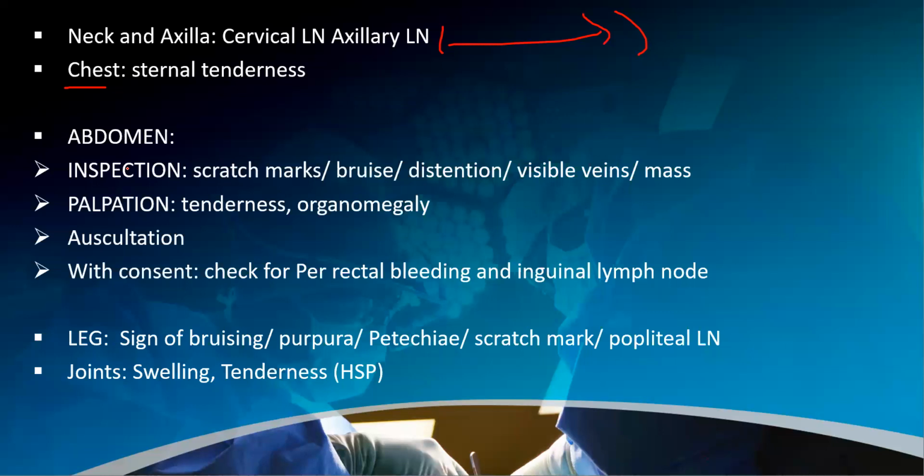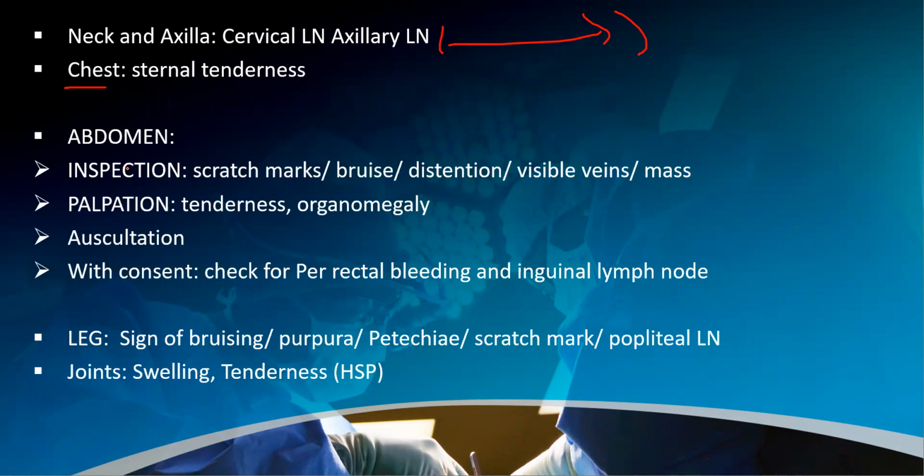On inspection, we are looking for any scratch mark, visible veins, visible mass, or any distension, or any sign of rash or bruising or bleeding. On palpation, you do superficial and deep palpation, checking for any tenderness or any palpable mass. And then also, very importantly, we need to check the liver and spleen for any enlargement. I will show you how to do that later on.